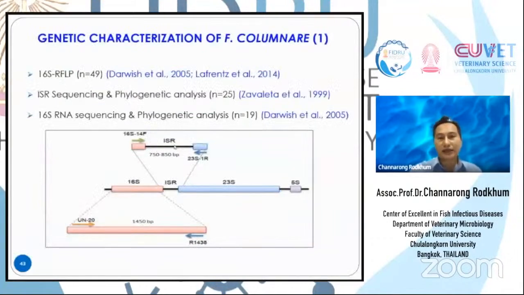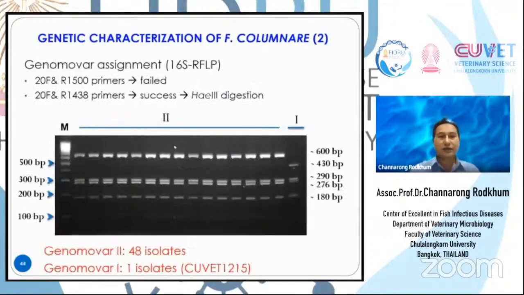For the genetic characterization of the Flavobacterium columnare that we found, we used a few techniques, including 16S rRNA sequencing RFLP, ISR sequencing and phylogenetic analysis, and 16S rRNA sequencing and phylogenetic analysis that came from different references.